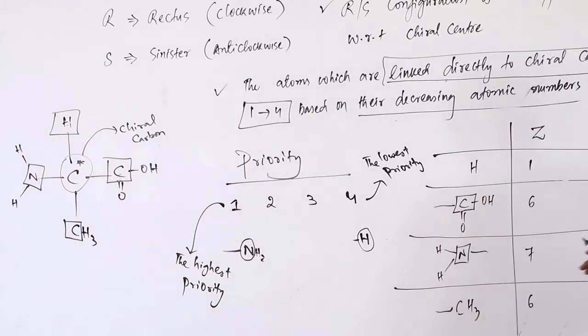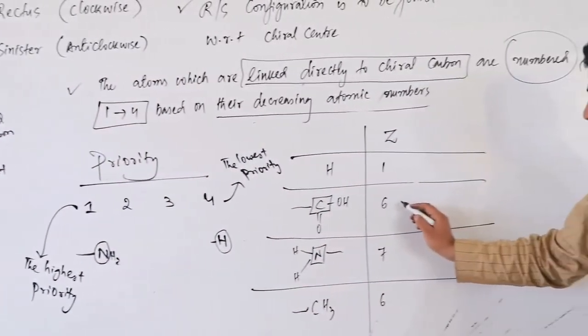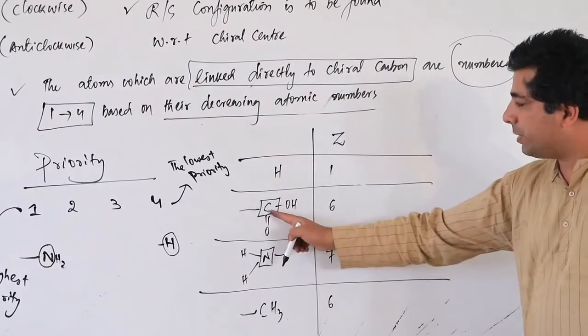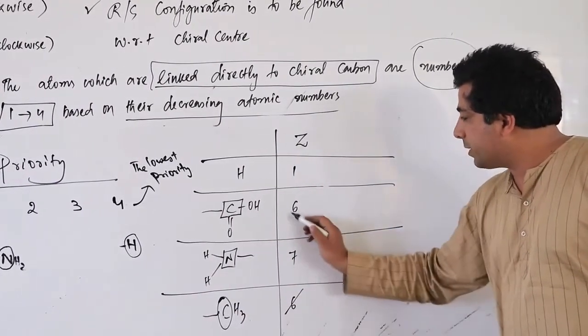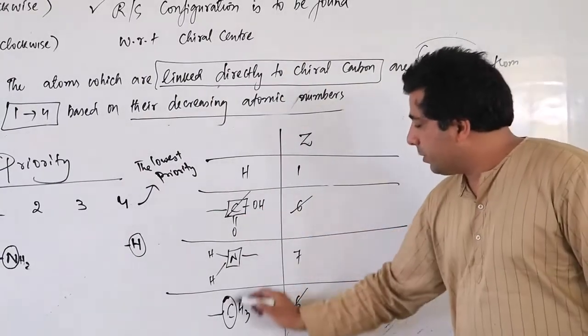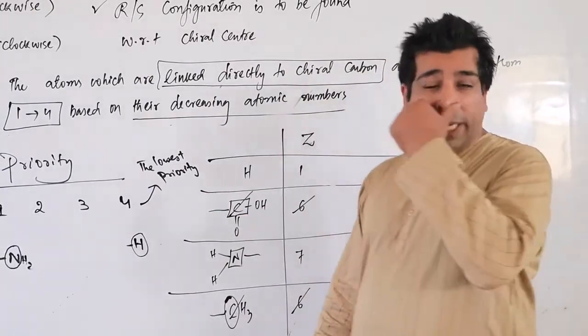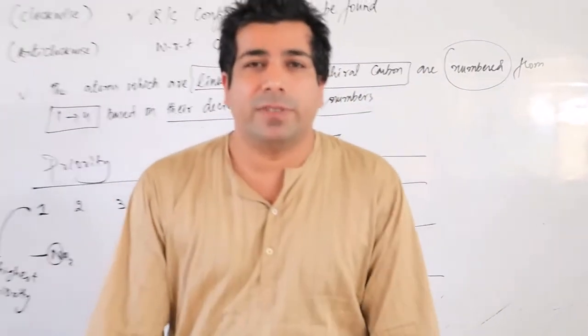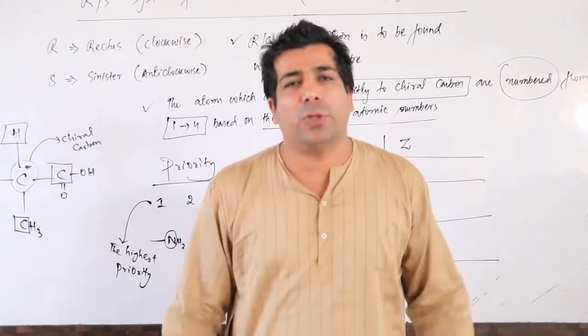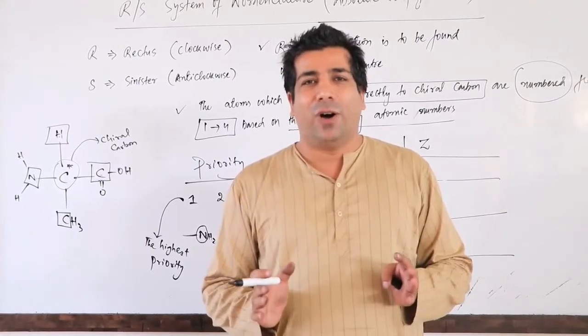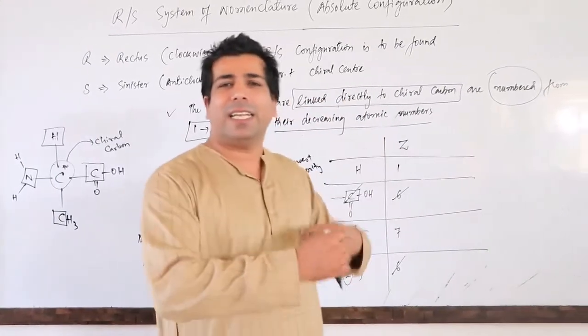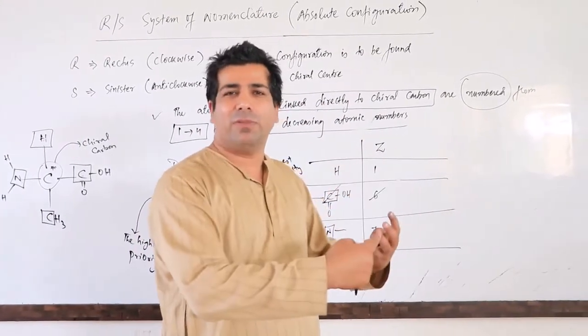So look here now, my dear friends. If you look here, we have 6 here, here also 6. Carbon's atomic number is 6, carbon's atomic number is 6, so both are the same. Carbon, carbon I will cancel. Now my dear friends, if 2 atoms have the same atomic number, then what to do? Then you have to decide on the basis of the other atoms which are in the same group.